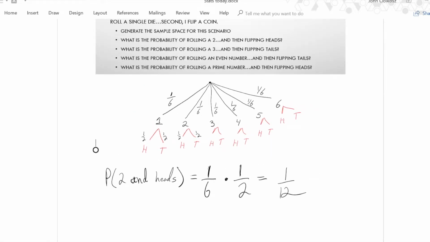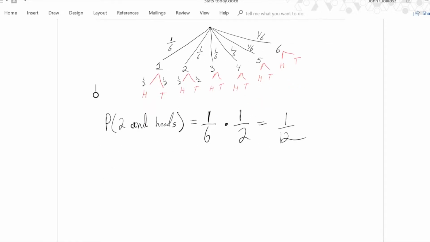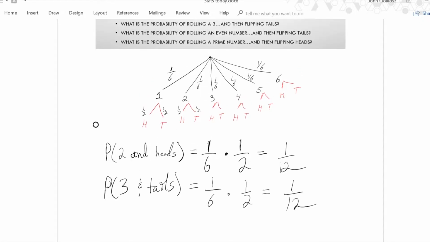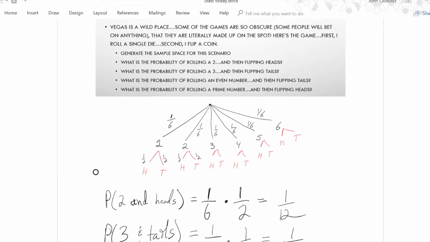Looking at our next one, what is the probability of rolling a 3 and then flipping tails? What's the probability of rolling a 3? 1 out of 6, and tails still 1/2, right? So probability of 3 and tails is going to be the same as our first one. We have a 1 out of 6 chance of getting a 3, 1/2 chance of getting a tails, so 1 out of 12. And again, we'd follow the diagram down, or you can just go through there. When we have independent events, meaning they have nothing to do with each other, one outcome doesn't affect the other, we can just multiply.